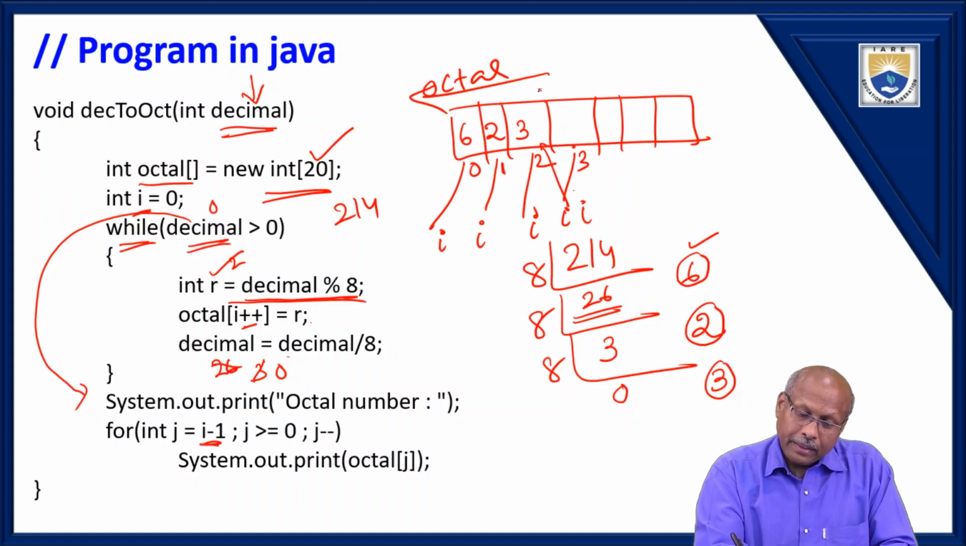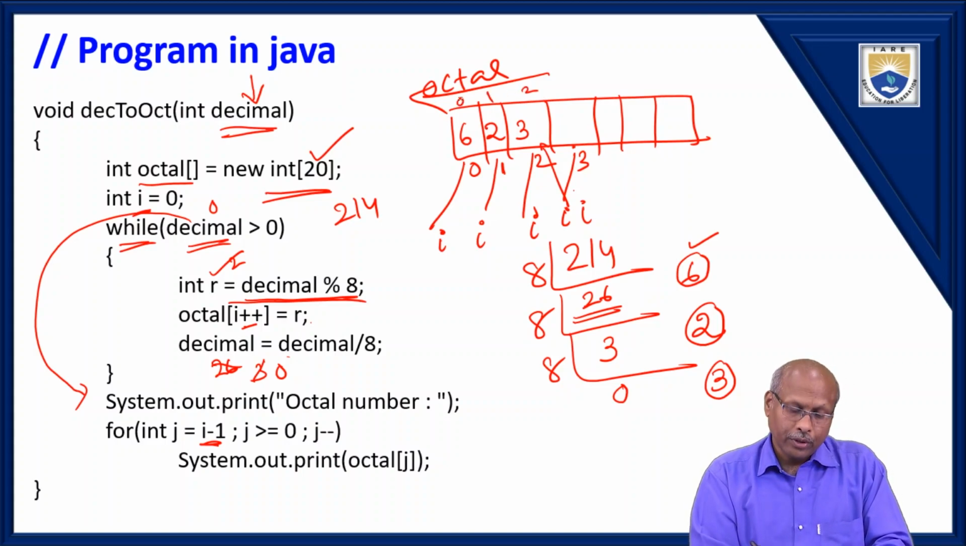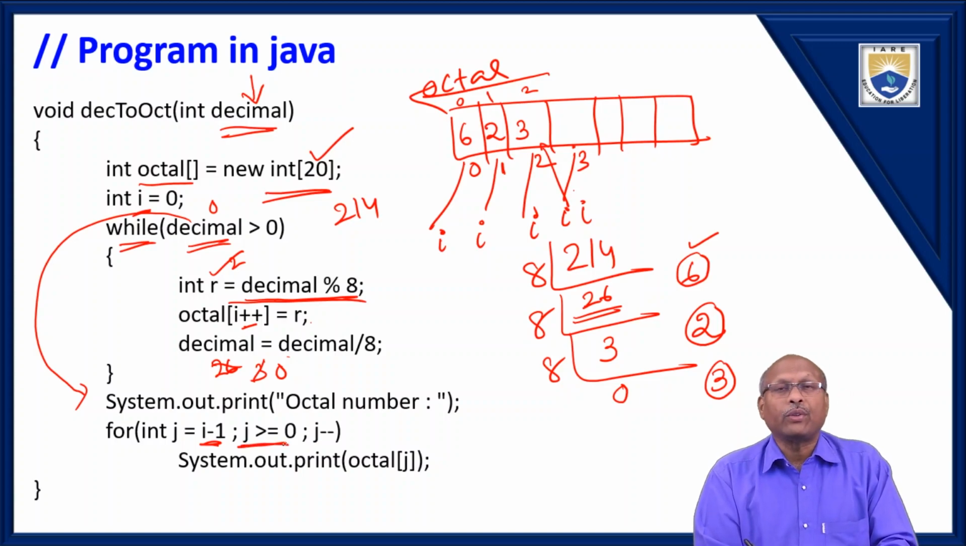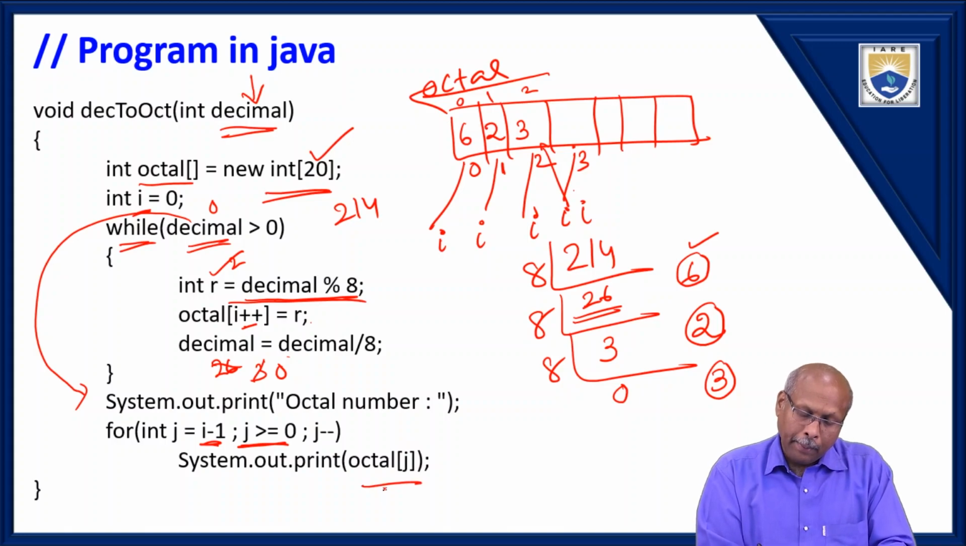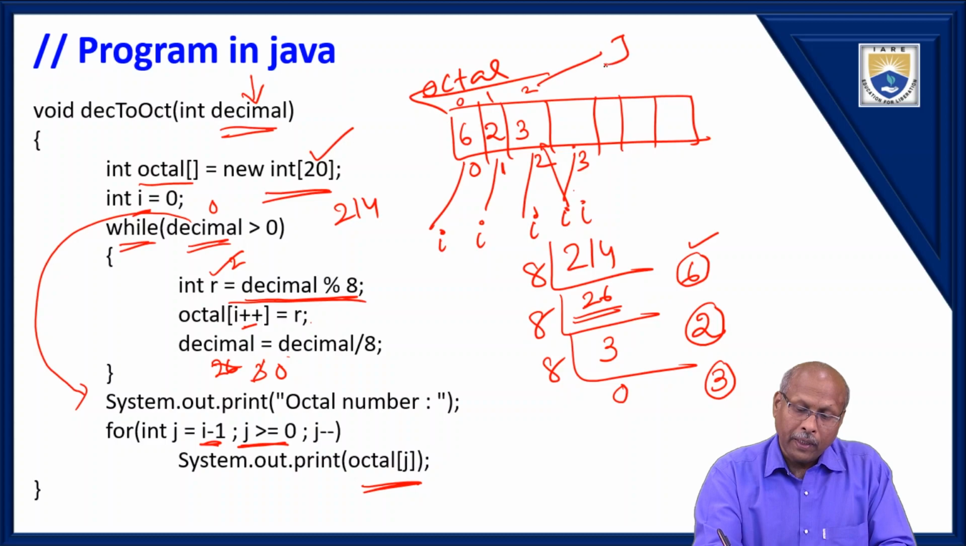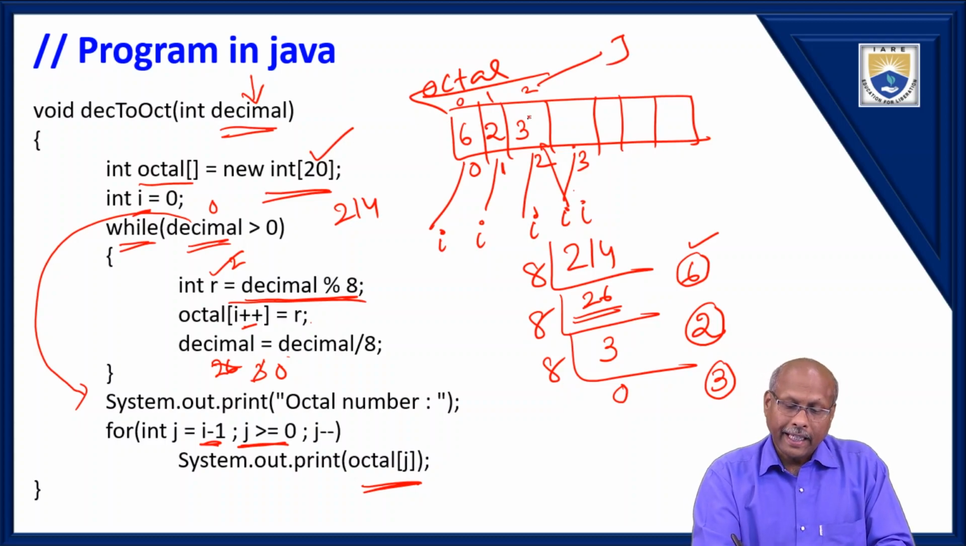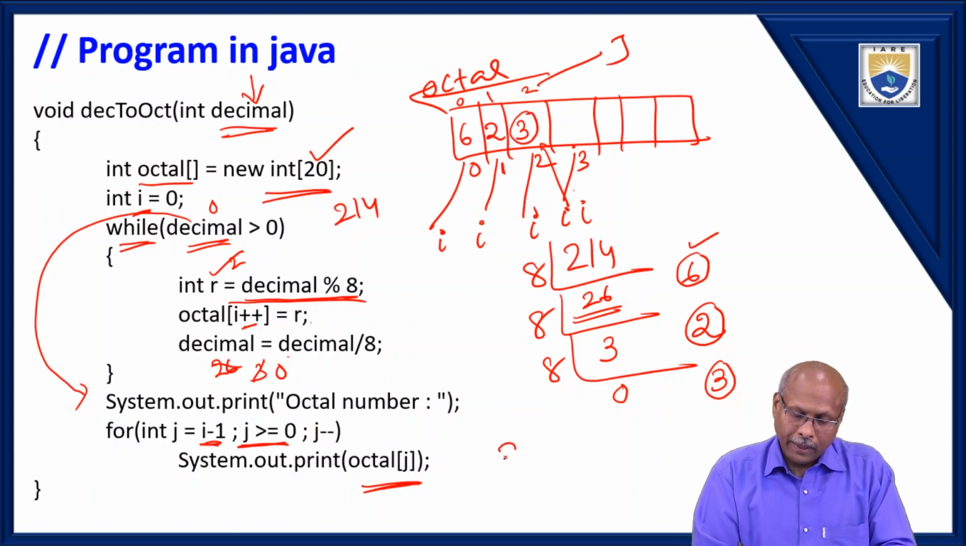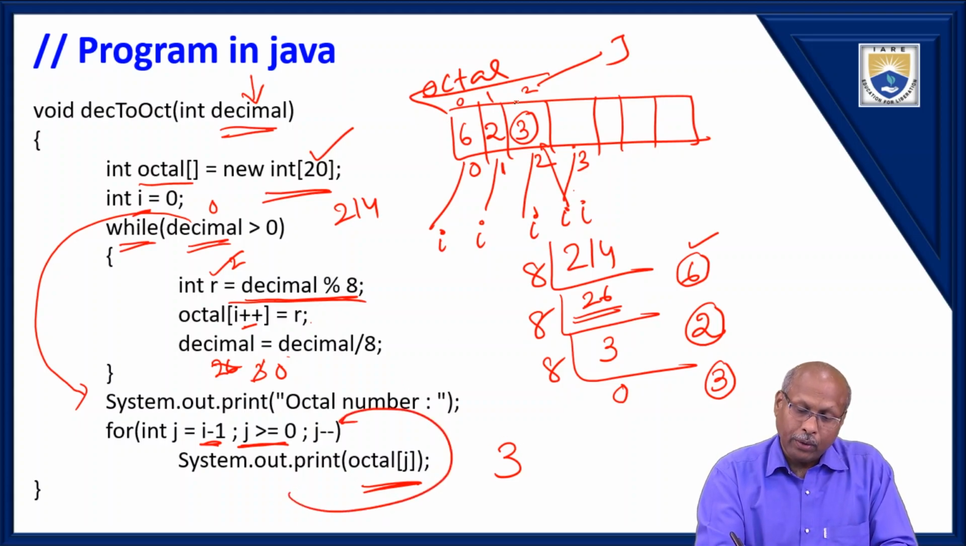How long will I traverse? First 2, then 1, then 0, until 0. So the condition is j greater than or equal to 0. If this condition is satisfied, I come inside and print the value. Initially j is pointing to the second place. What value is there? 3. So first 3 will be printed. Then j minus minus, so j goes to this place.